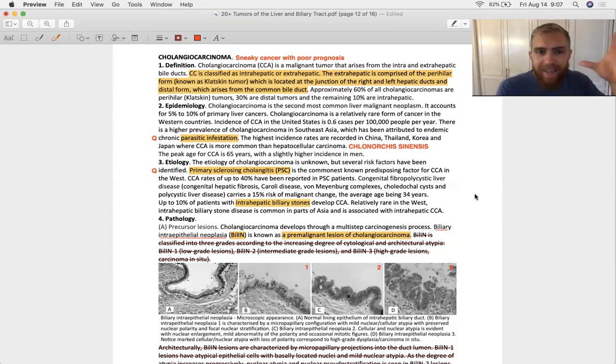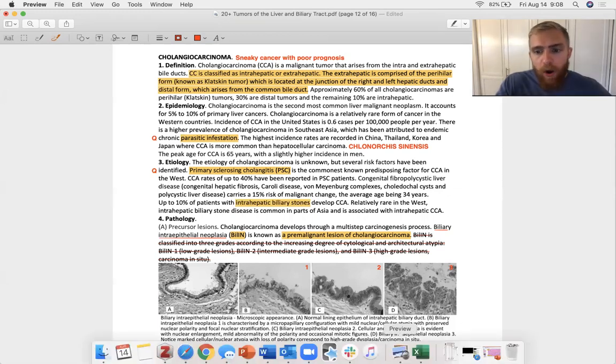So lining that entire length of ductwork are cholangiocytes. And so you can develop a cholangiocarcinoma anywhere along that tract of bile duct. Although they're most common at a particular location where the right and the left hepatic ducts join with one another.